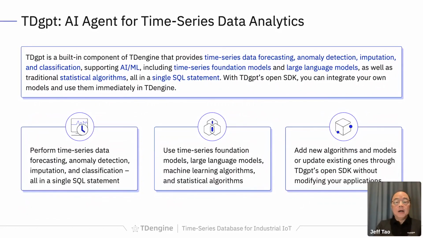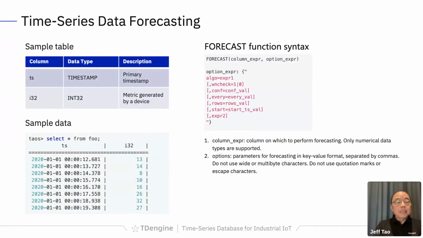For time series data forecasting, we provide one function. It's called forecast. This is a sample table. This sample table has a timestamp as the first column. Another column is just integers. Of course, it can be float or other data types, but it must be a numerical data type. And also here is some sample data.